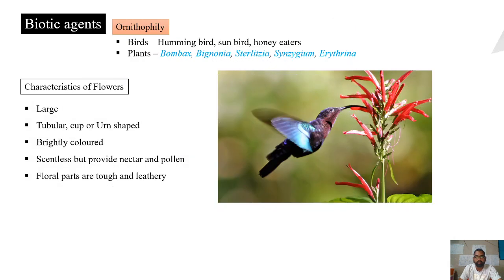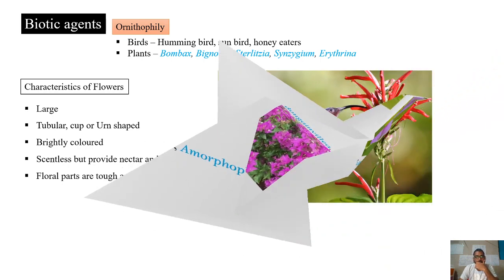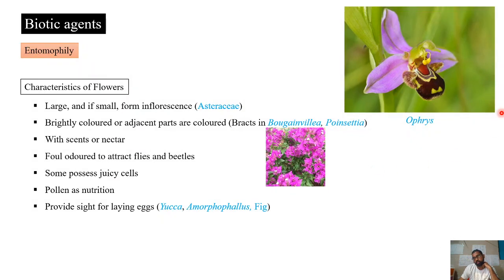One more thing here: you can see one flower from one orchid from the Mediterranean region, that is Ophrys. It's one kind of orchid plant. The one which you see here is actually not the insect. This itself is the flower. This flower is actually resembling one insect, that is one kind of bee, a bumblebee.